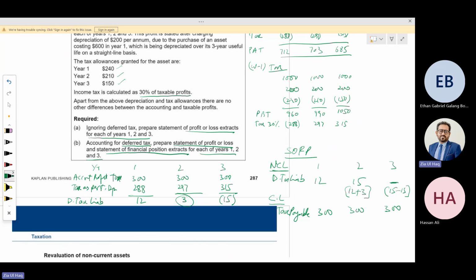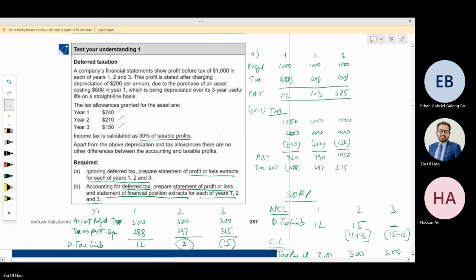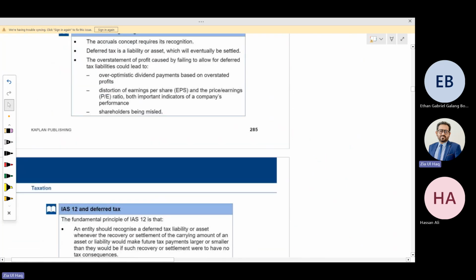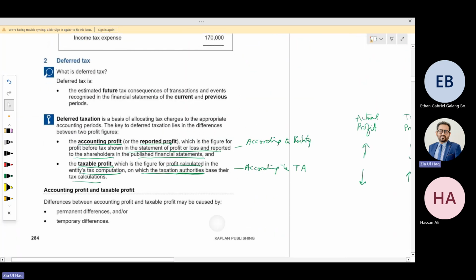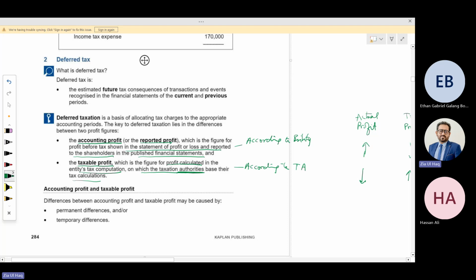Now we are moving towards another way of calculating deferred tax liability. I mean, this is the concept. But how we will make the calculation in a question, that we are going to study now. Okay. Now we can read something. What is deferred tax? The estimated future tax consequences of transactions and events recognized in the financial statements of the current and previous periods. Deferred taxation is a basis of allocating tax charges to the appropriate accounting periods. The key to deferred taxation lies in the difference between two profit figures, accounting profit as per entity and taxable profit as per tax authority.